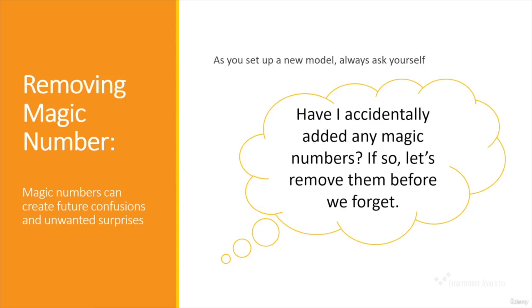We have now reached the end of the lecture on removing magic numbers, and let's recap a couple of tips. Magic numbers can create future confusion and unwanted surprises when you accidentally drag them along, and confusion when you forget what they are for. Therefore, my recommendation is to always remove magic numbers. As you set up a new model, always ask yourself, have I accidentally added any magic numbers? If so, let's remove them before we forget.